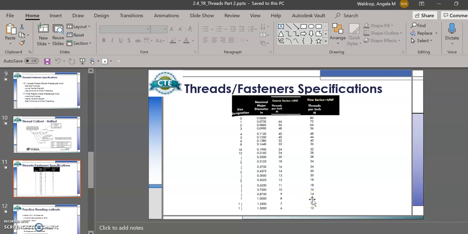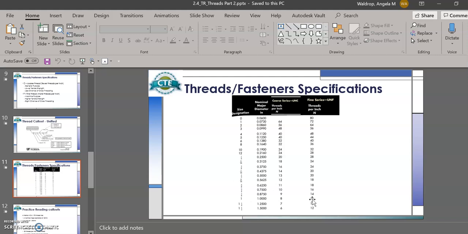Try using it for this specification, okay? You might want to pause and listen. For a 1-inch fine screw, what is the number of threads per inch? Pause the video here. You ready? It should have 12 threads per inch.